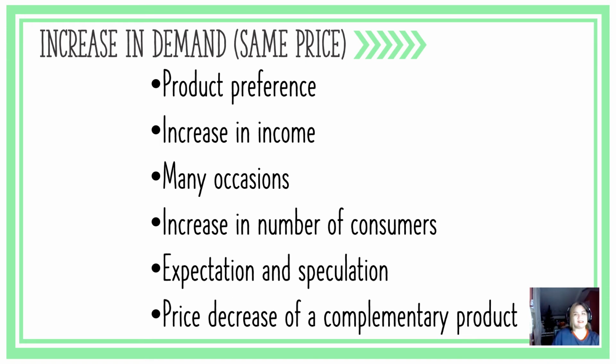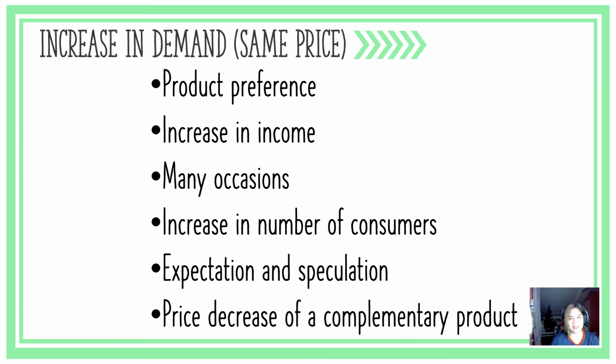So these are the reasons why the demand increased despite having the same price. So we have again product preference, increase in income, occasion, increase in number of consumers, expectation and speculation, and price decrease of complementary product. Or let's say for instance in the case of milk and cereal. So again, if there would be an increase in demand with the same price, the demand curve would shift to the right. Again, it would shift to the right.